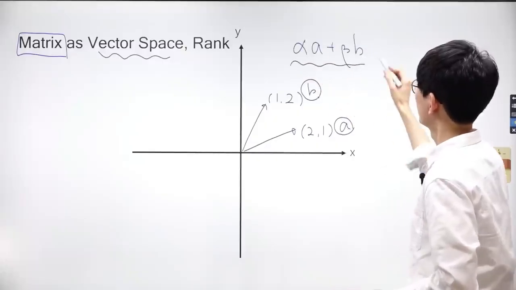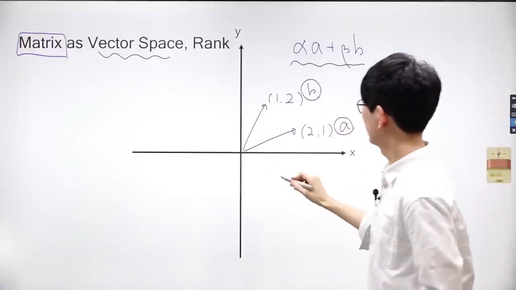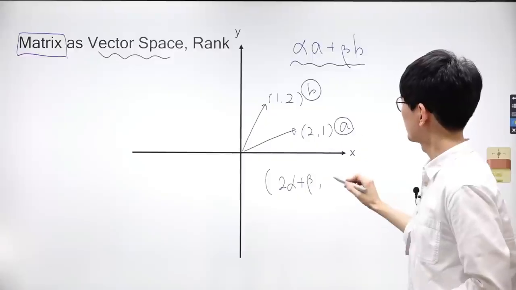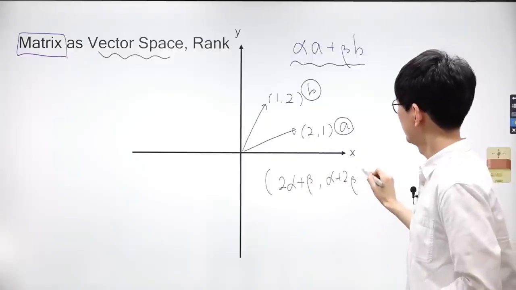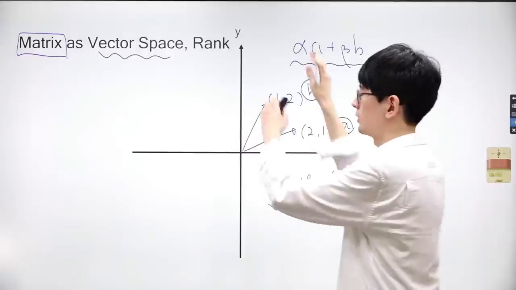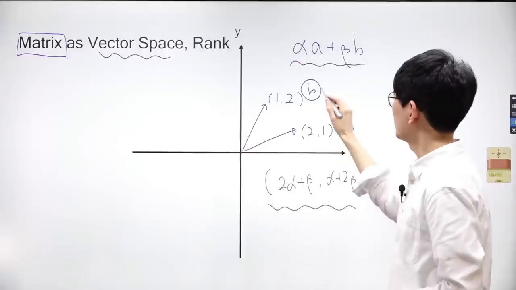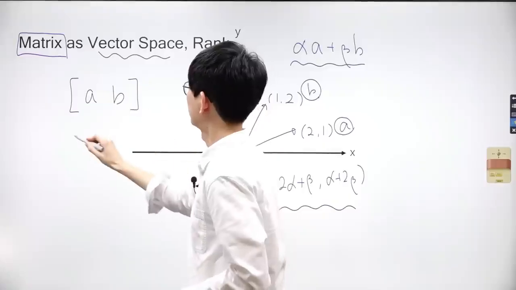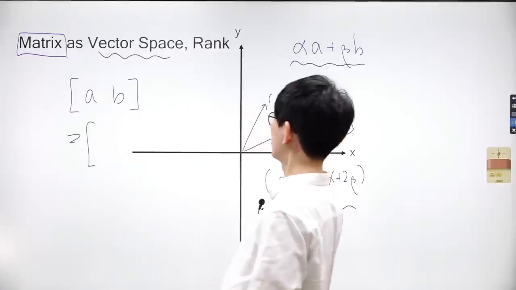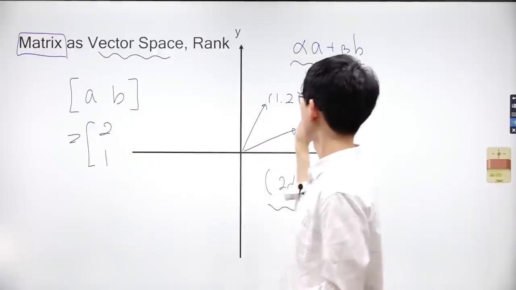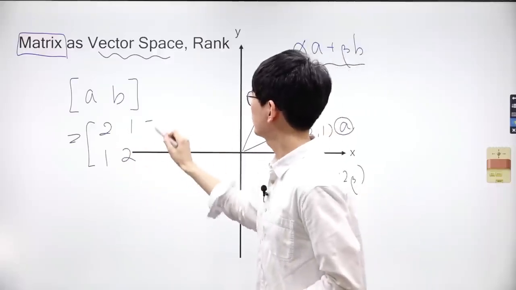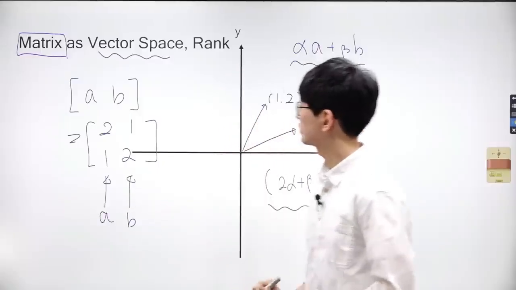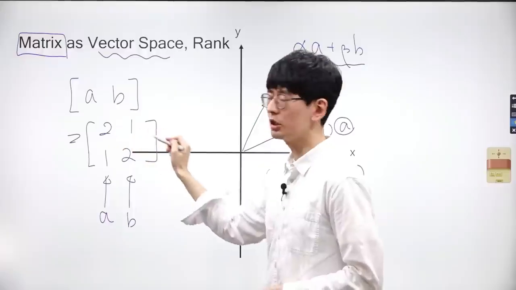Using this form, the new x value becomes 2 alpha plus beta, and the new y value becomes alpha plus 2 beta. Any coordinates in R2 space can be expressed using this form. Let's arrange vector A and vector B in a matrix, writing each vector vertically. The first column represents vector A, and the second column represents vector B, forming a 2 by 2 matrix with values 2 and 1 in the first column, and 1 and 2 in the second column.